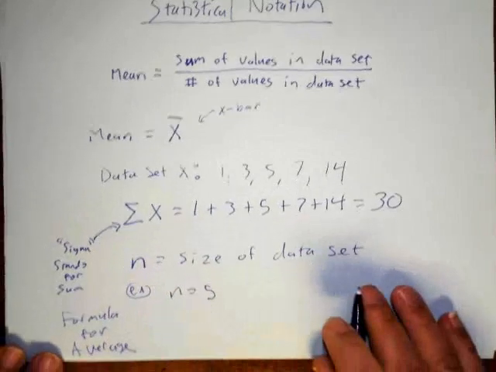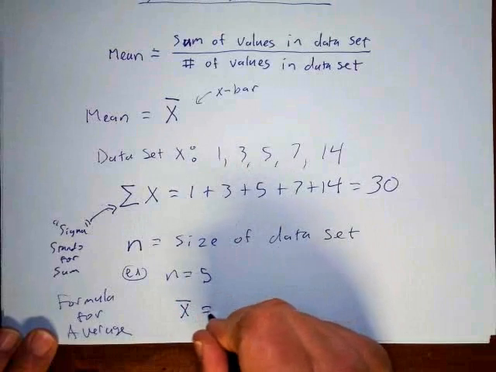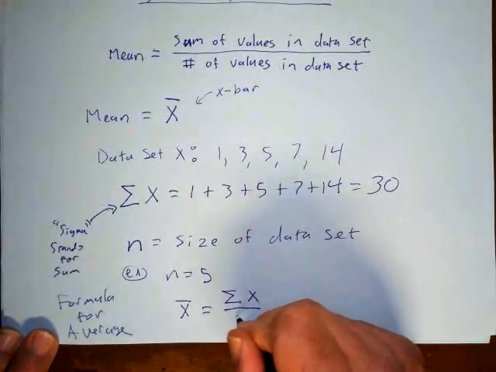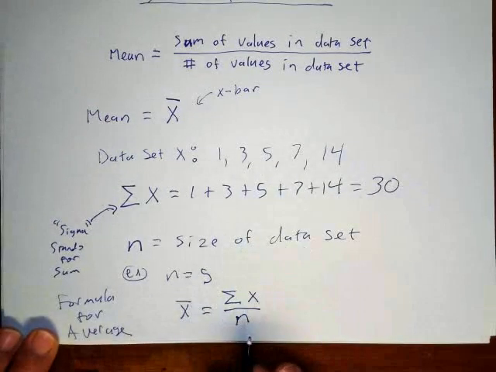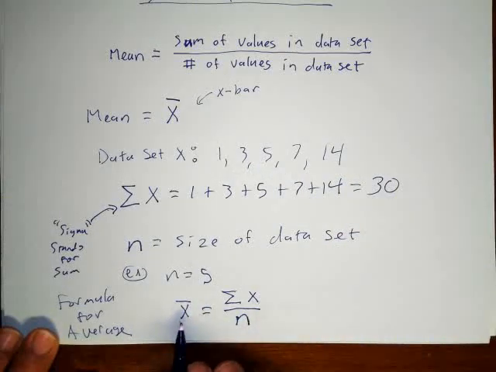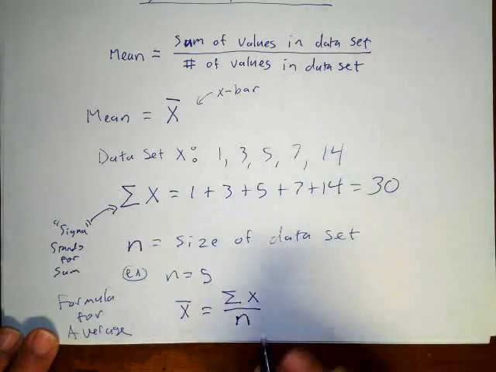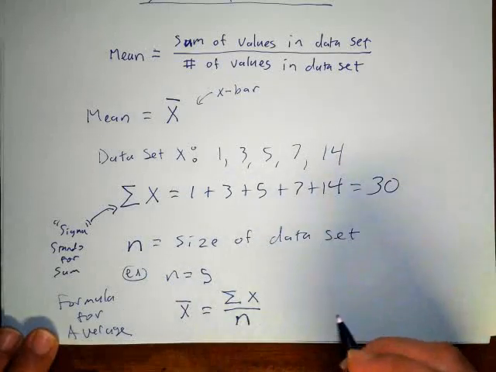The formula for the average here would be X bar, the mean, is equal to the sum of X over N. This would be one of the first statistical formulas you would learn in a statistics class: X bar, which is the sample mean, is equal to the sum of the values in data set X, whatever that is in your data set, divided by N, the number of values in your data set.